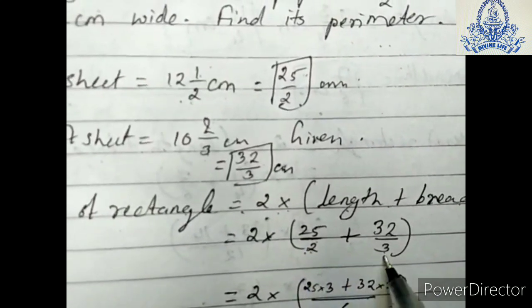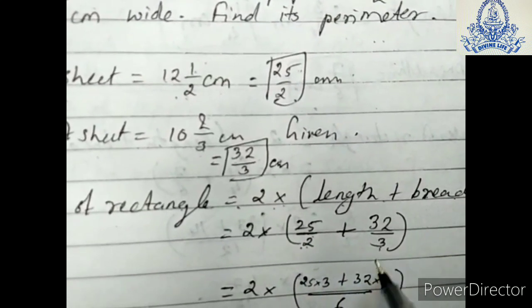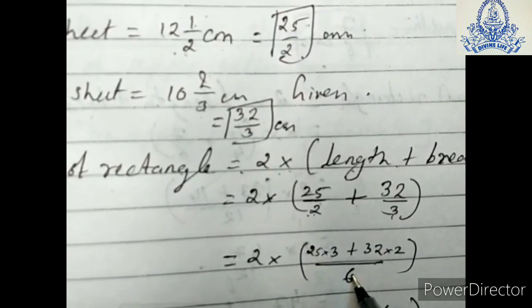Now the LCM of 2 and 3 is always 6, as we know, so we take 6 as the LCM.